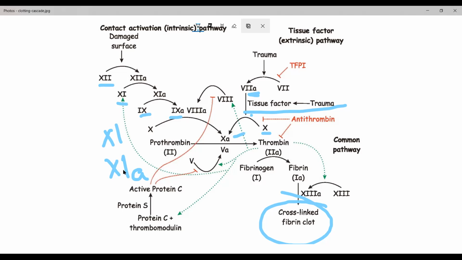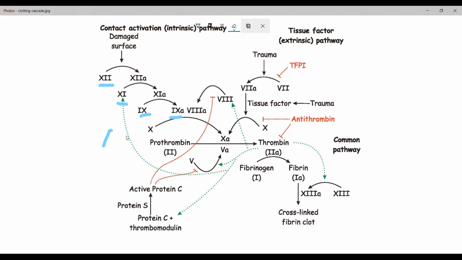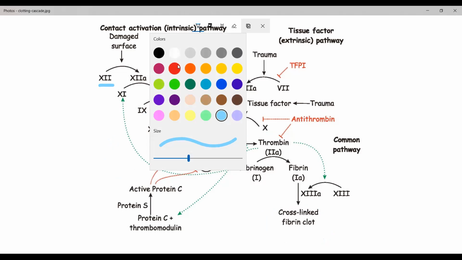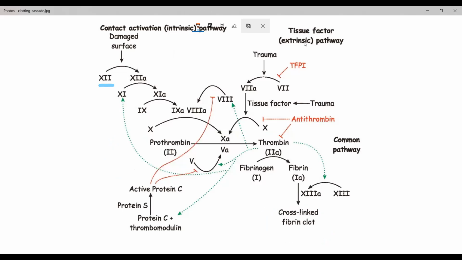Here what is happening, at the time of tissue factor and 7A, a calcium comes here. So I just use an orange color dot for calcium because it is harder to write on this. Wherever there is an orange color dot, that represents a calcium ion. So here calcium ion comes.